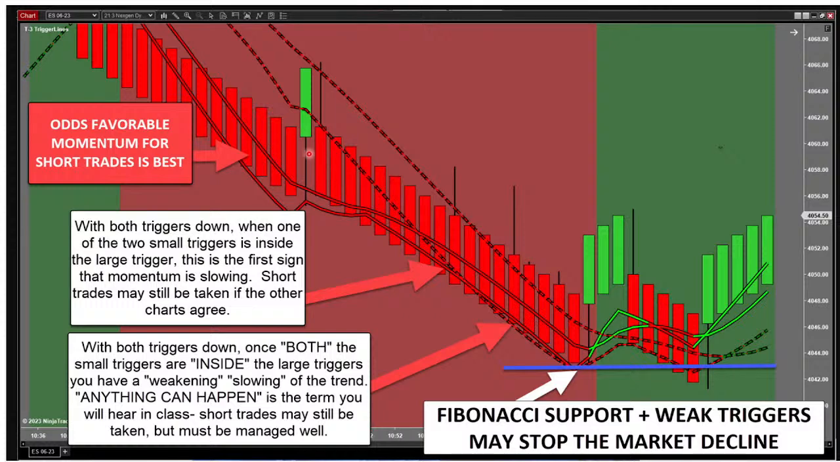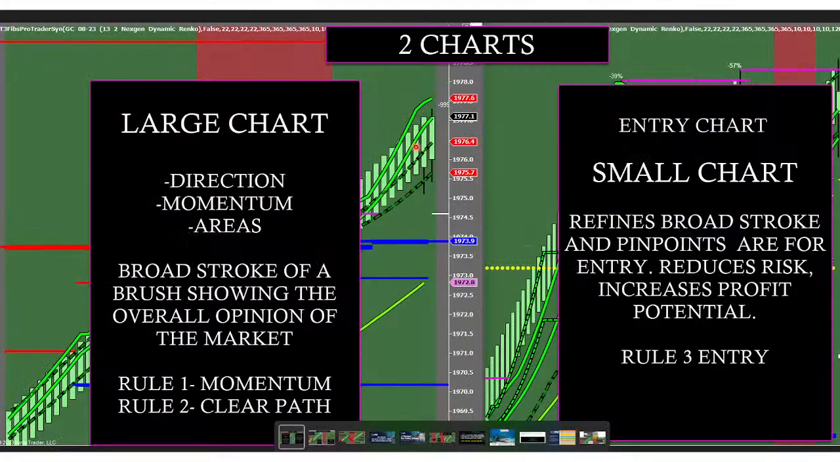And odds favorable momentum, really, guys, this is the one that I never want to do without as a new user, because it can cover the mistakes that new users typically make. Momentum is an outstanding advantage to have. And that weakness, that anything can happen at key areas, guys, this is going to take you over to rule number 2, because the large chart is going to define the direction, and the large chart is going to define that momentum. Do you guys see the strong triggers here?